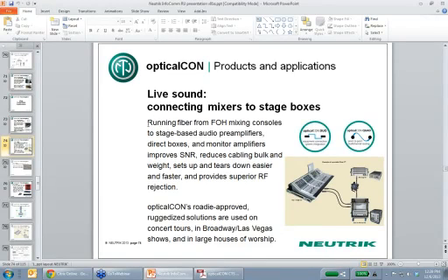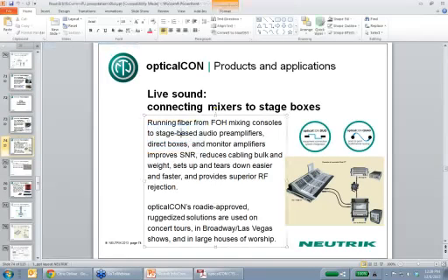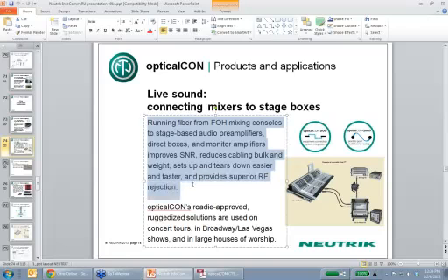As I say here, running fiber, and it's true both here and also for the digital snakes, when you run fiber from the front of house to the preamplifiers, you get better signal-to-noise ratio. You've got a lot less cabling bulk to deal with. You've got a faster setup and teardown. And again, you're not worrying about EMI interference or RF interference anywhere in that transition from the stage to the front of house position.